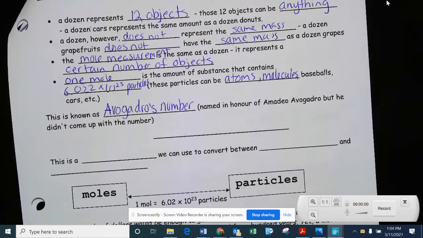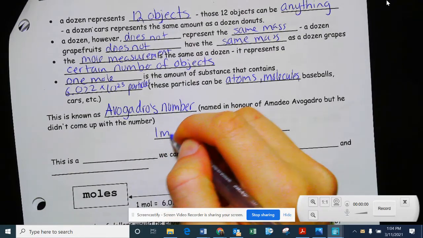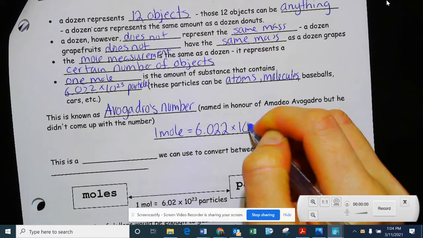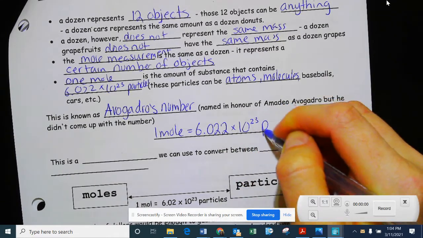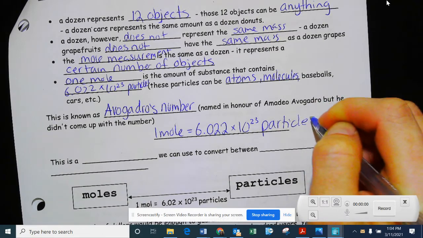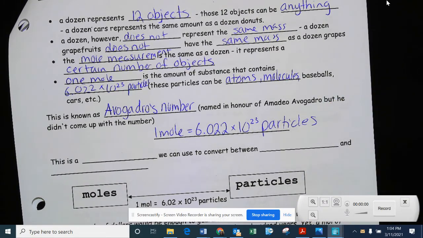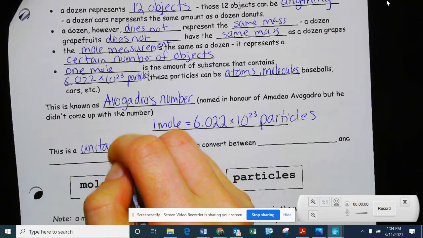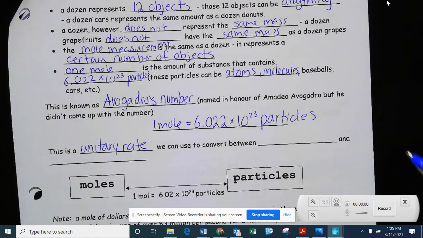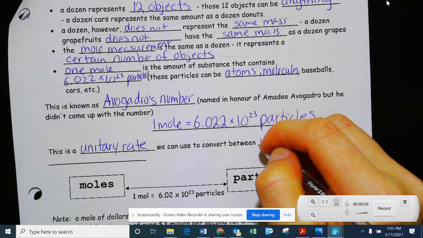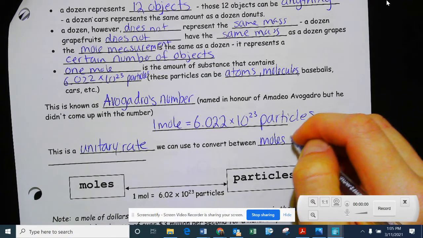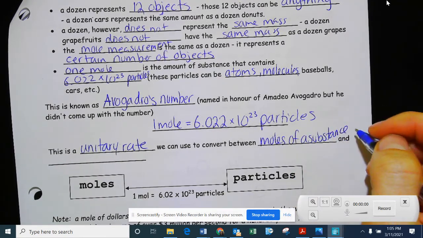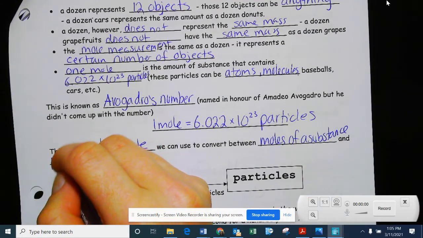Okay. So, 1 mole. We're just going to repeat this a whole bunch of times to really solidify it into your head. 1 mole is that many particles. And this is another unitary rate. And we can use it to convert between moles of a substance and particles of a substance.